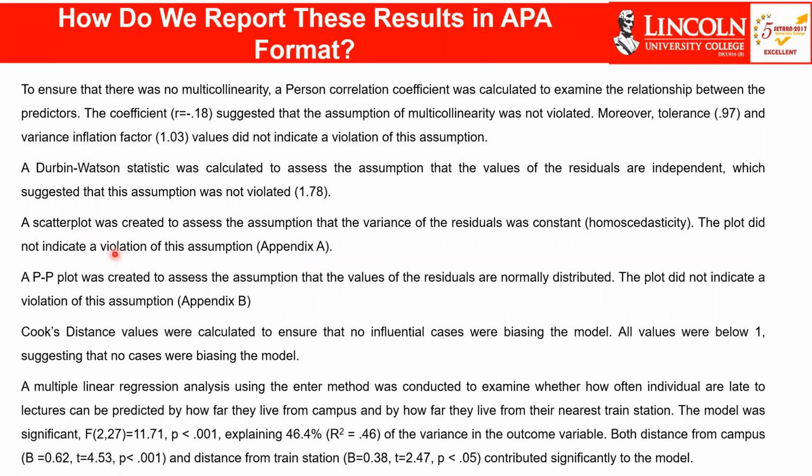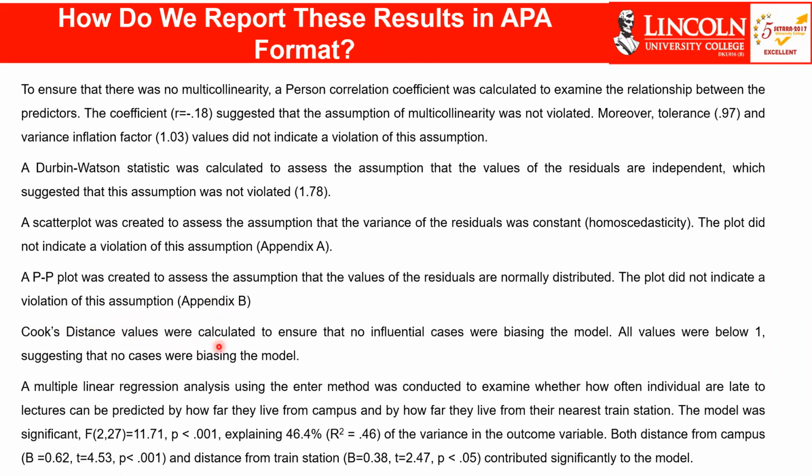Then a PP plot was created to assess the assumption that the values of the residuals are normally distributed. The plot did not indicate a violation of this assumption. You can take a screenshot of that as well and put it under a different section of your thesis and name that Appendix B. Then you can do some kind of in-text citation by putting this Appendix B. And I've already shown you how you can make this a hypertext, right? Whereby when your examiner or your reviewer clicks on this, it will take them straight to that appendix.